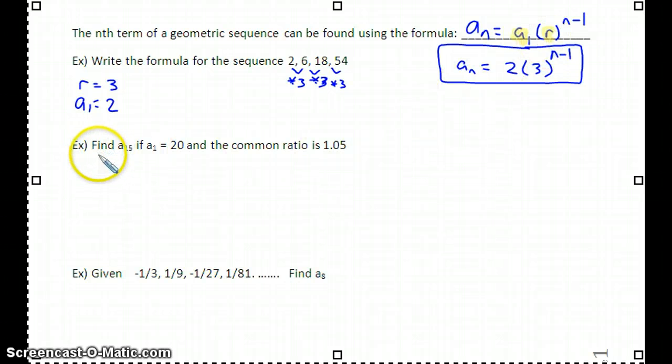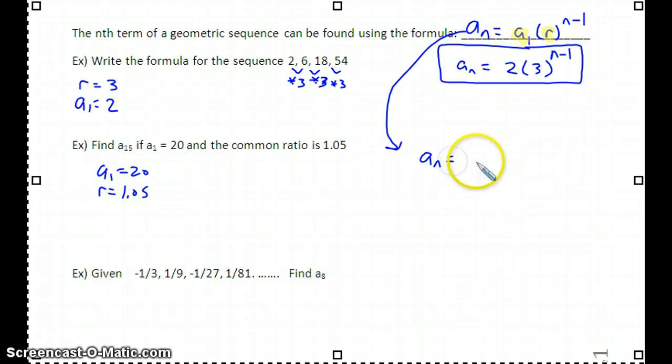Okay, so let's apply that. If I want you to find the 15th term of the sequence, if you know that the first term is 20 and the common ratio is 1.05. Remember, those are the two things that you need. Let's plug it into the formula.